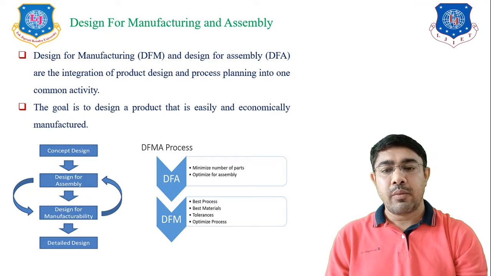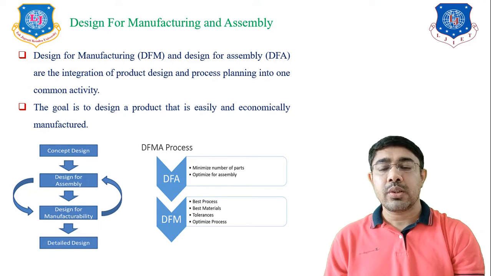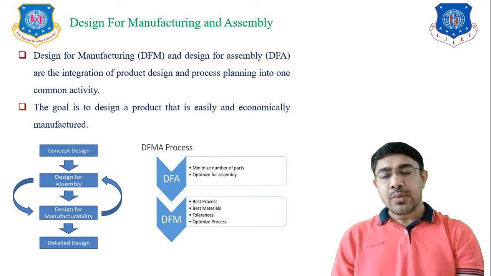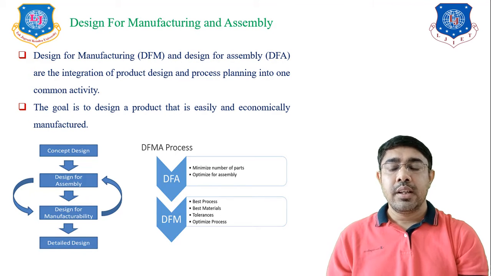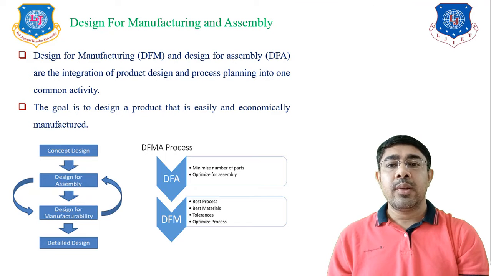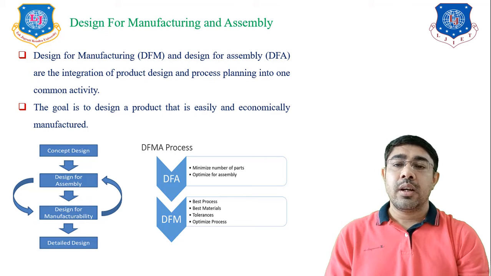For DFA, we have to minimize the number of parts and optimize assemblies. For design for manufacturing, we have to choose the best process, choose the best material, and optimize the process. We have to do all these things so that the manufacturing cost of the product is reduced. So to design a component based on design for manufacturing and design for assemblies, the goal is to reduce the manufacturing and assembly cost, and also to make the product easy to manufacture and easy to assemble.